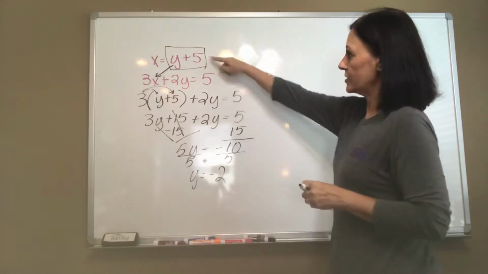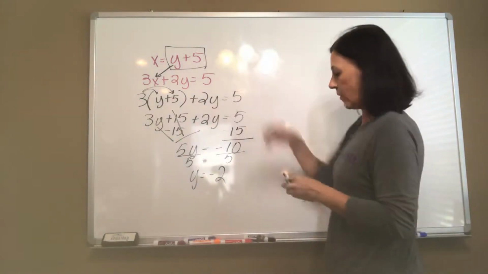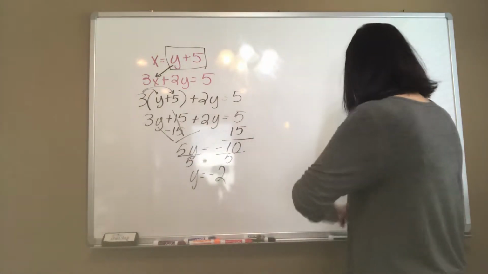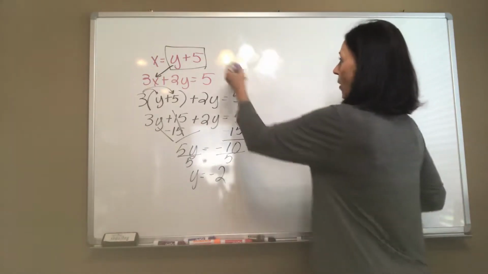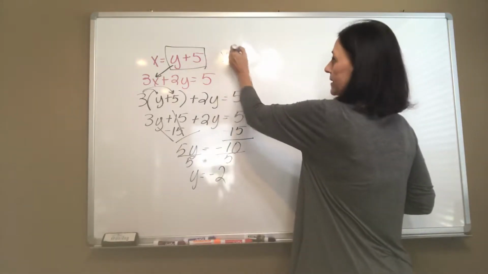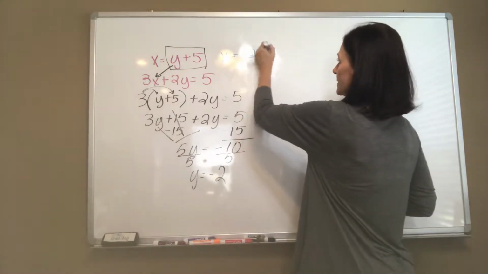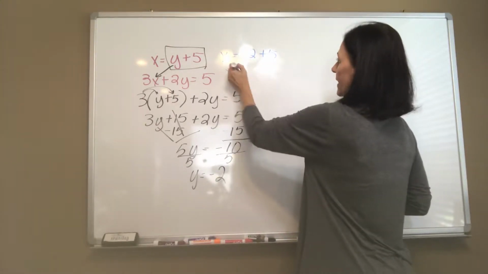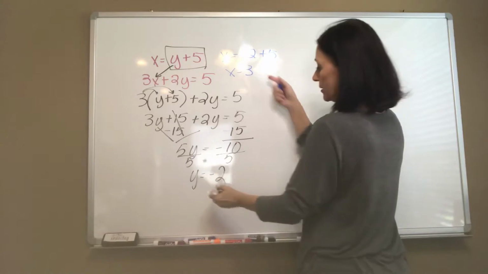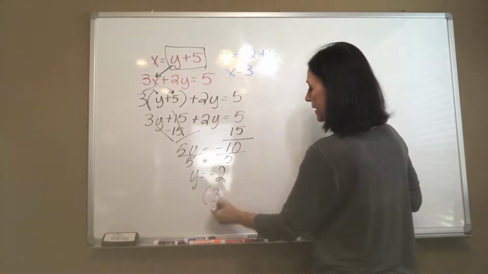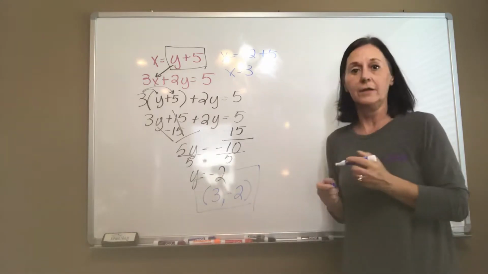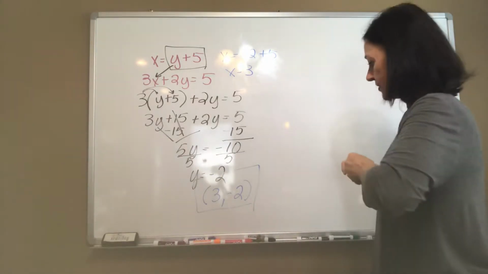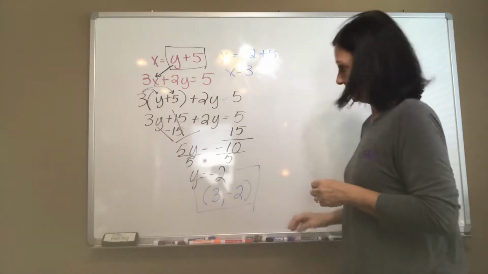I'm not done. I need to solve for x. So I'm going to go back to this equation, and I'm going to again use substitution and substitute in negative 2 for y. So x equals negative 2 plus 5, and that's 3. So my solution is 3, negative 2. That is the coordinate point where those two lines intersect.